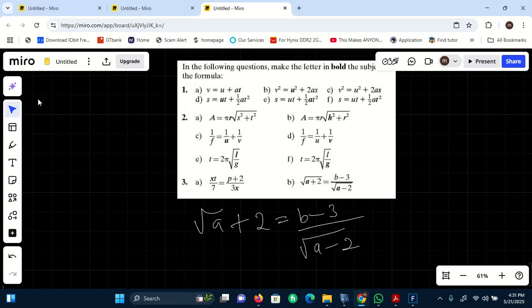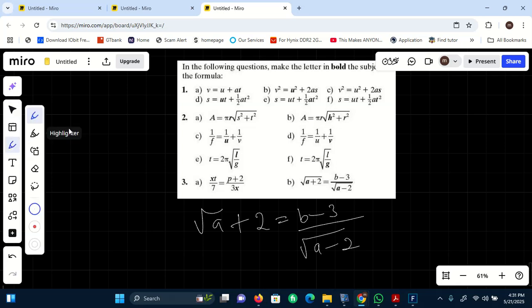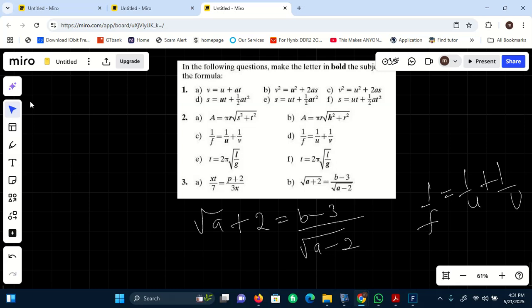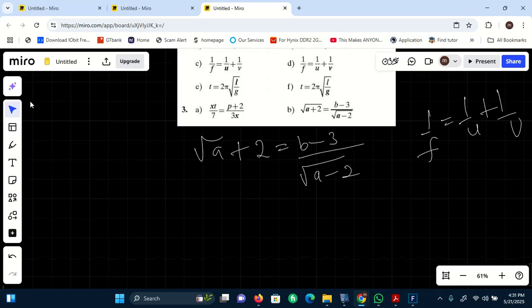The second one is make V. Let me take the second question down quickly. It says make V. What is V? It says 1 over F. That's question D. It's equal to 1 over U plus 1 over V. So I'm going to solve these two questions quickly. Just watch as I solve this question.